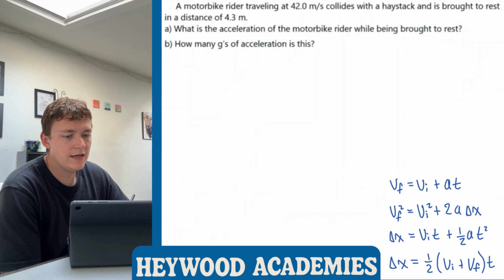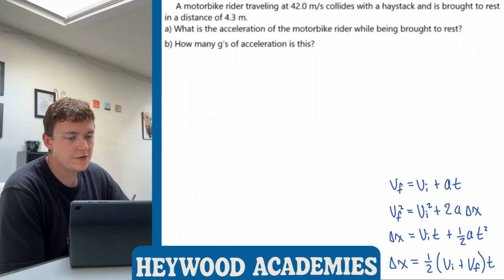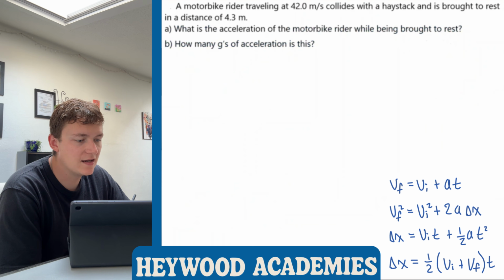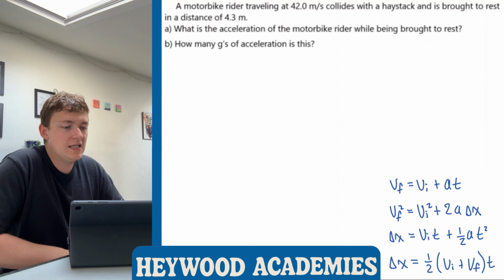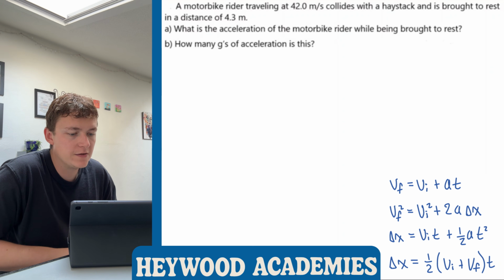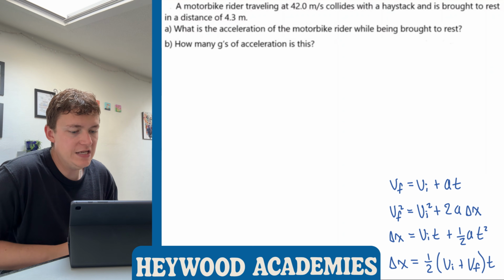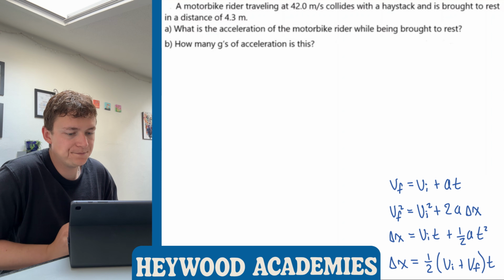Okay, next one we got a motorbike rider traveling at 42 meters per second who collides with a haystack and is brought to rest in a distance of 4.3 meters. What's the acceleration while they're being brought to rest? And then how many g's of acceleration is this?